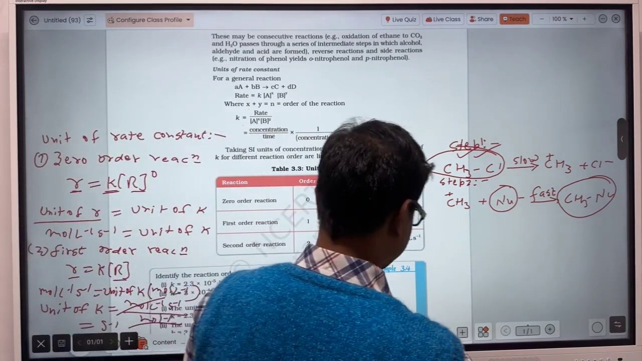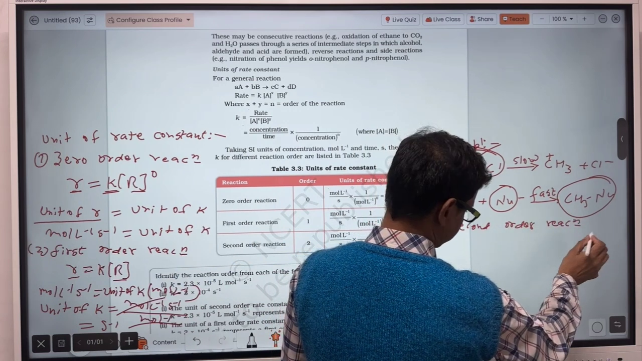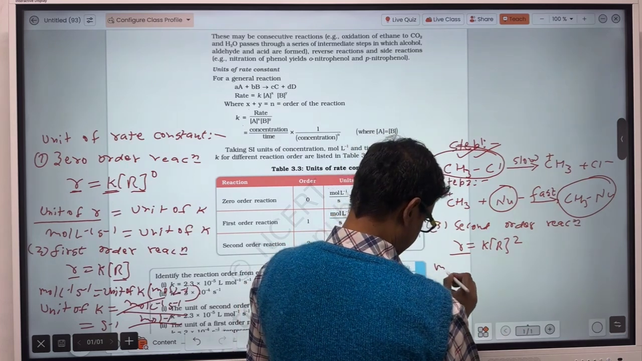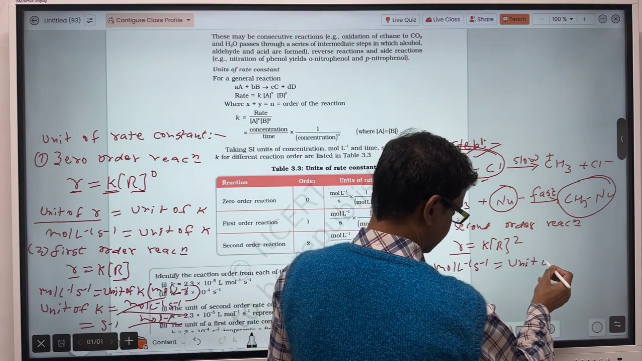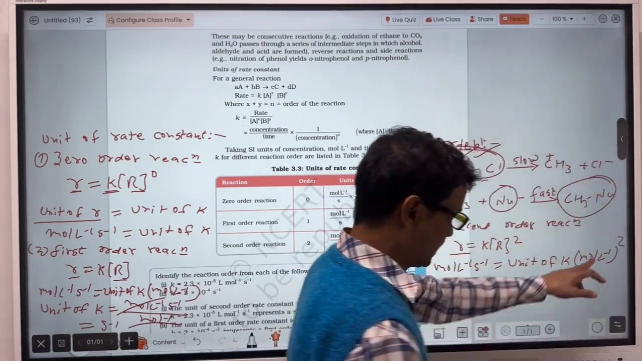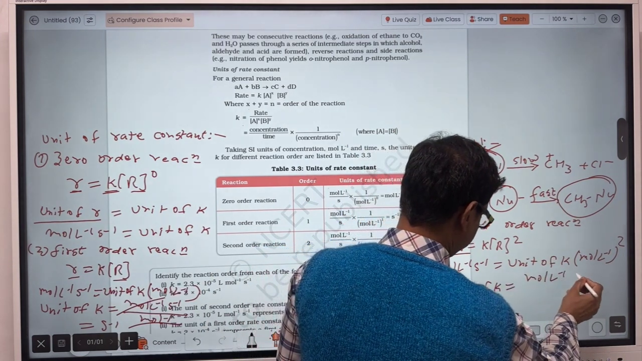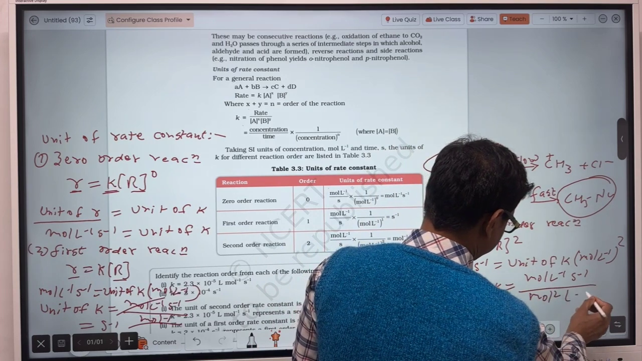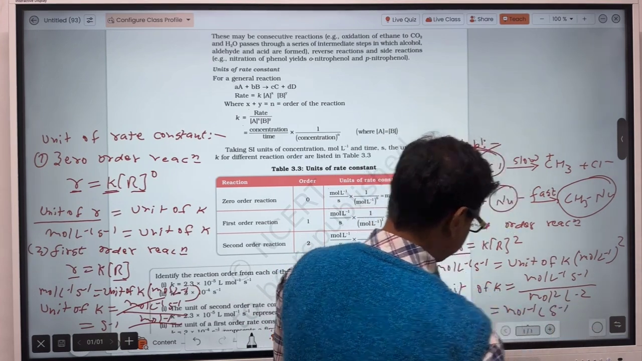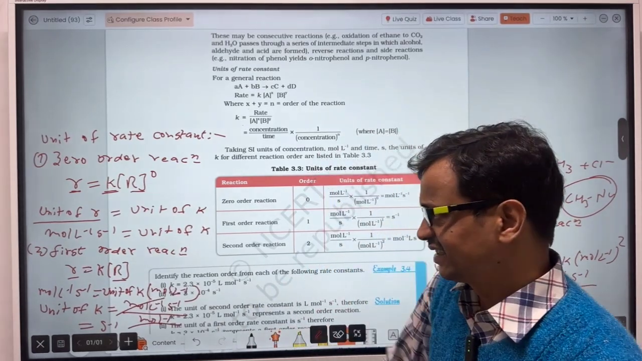Now let's see the second order reaction. Unit of rate of reaction is mole per liter per second. That will equal unit of rate constant into unit of concentration squared, which is mole per liter, squared, so mole square per liter square. So unit of rate constant will be mole per liter per second upon mole square per liter square. Mole square will go to the numerator, that becomes mole inverse, and later that will become liter per second. So in zero order reaction, the unit of rate constant will be the same as that of rate of reaction, and that is mole per liter per second.